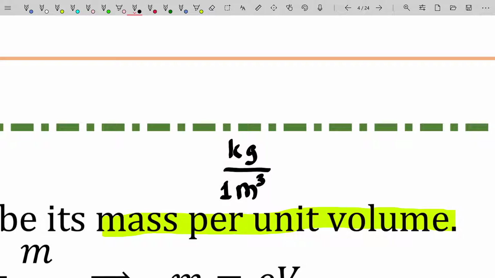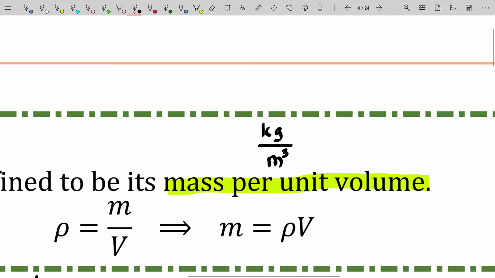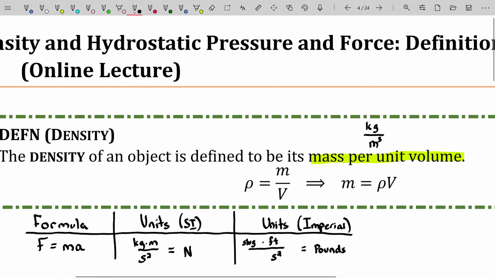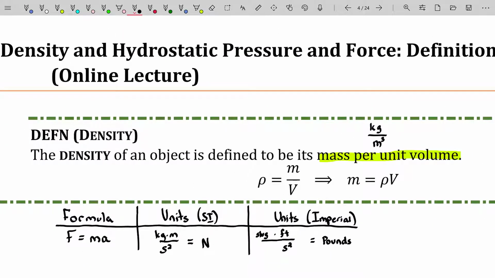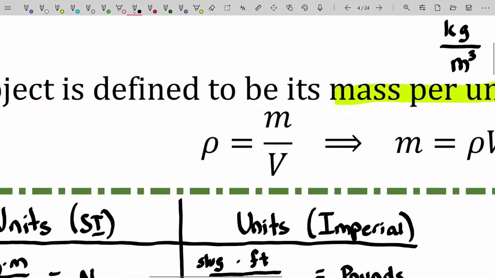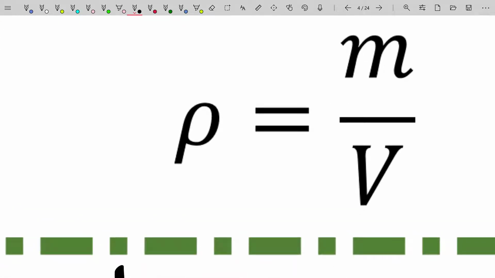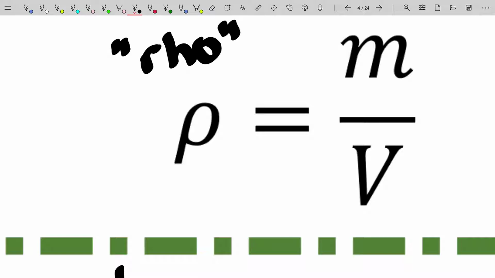Now, obviously it doesn't have to be a kilogram. We could change the actual mass of whatever we're looking at, but the important part is the units that we have there. I'm going to continue on with the definition, and we'll write down the formulas in a moment. The most common notation that we use for density is this right here, rho. This is the Greek letter rho, R-H-O. Rho is the stand-in lettering that we use for density.